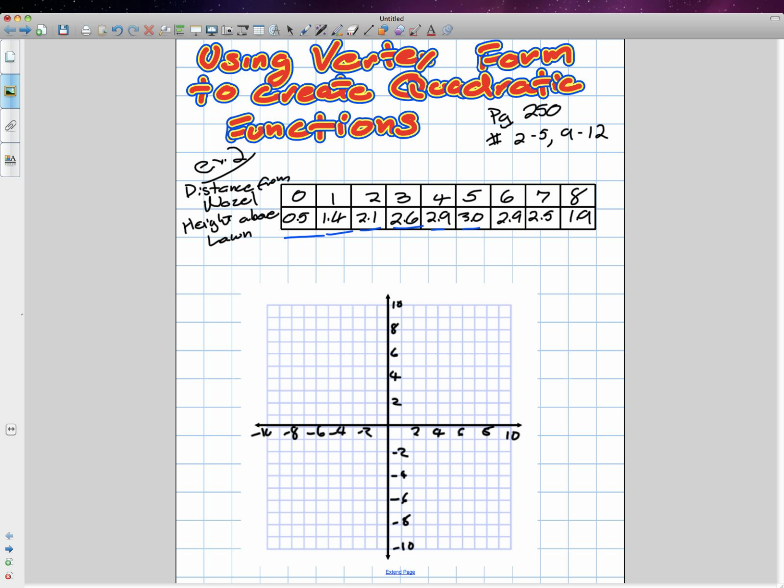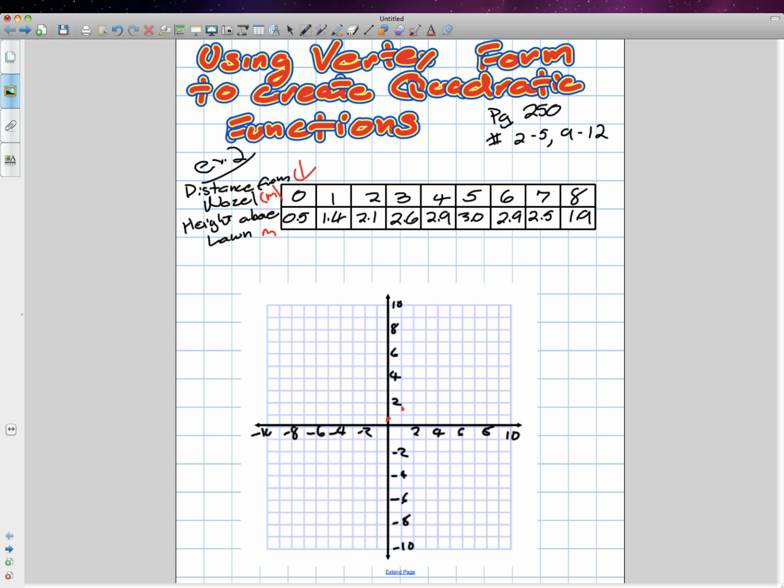Okay? So, the very first coordinate, when the person is holding the hose and the water is just escaping, is at 0 and 0.5. So in other words, the person is about 0.5, we'll say this is meters, meters above the ground. That's how high the nozzle is. After 1 meter away, it is 1.4 meters in the air.